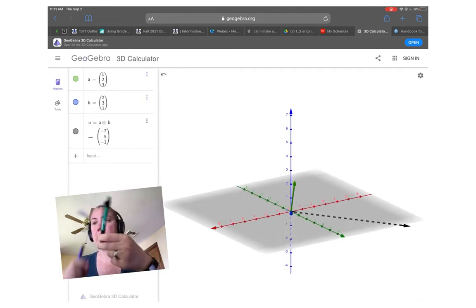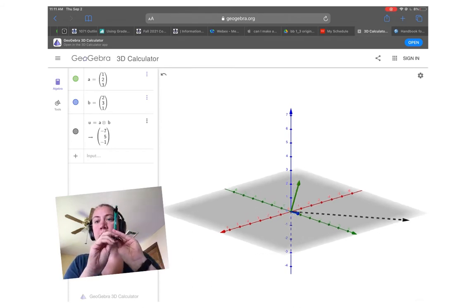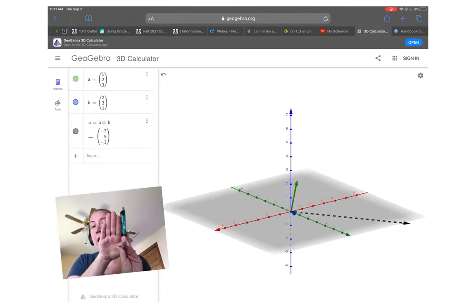We've got our green vector, I'll make it look like the screen, pointing out towards you. The blue vector going down. I'm going to take my right hand, I'm going to point my fingers towards A, because that's the starting vector. We did A cross B. I'm going to curl towards B, and then my right hand thumb is going to point in the direction of what we're seeing.